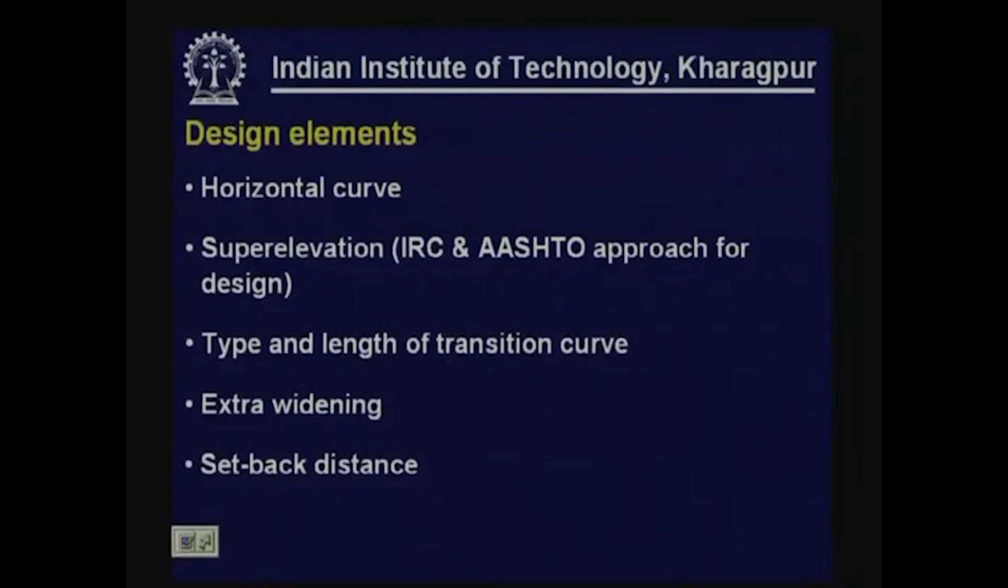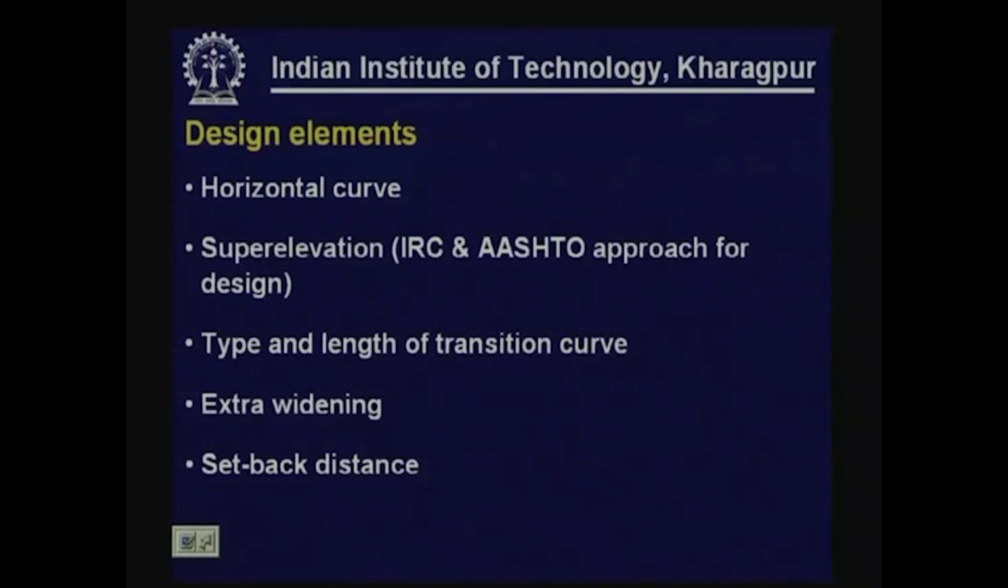So, altogether horizontal curves, super elevation, transition curve, extra widening and setback distance. These are the 5 major design elements when we are talking about the horizontal alignment.